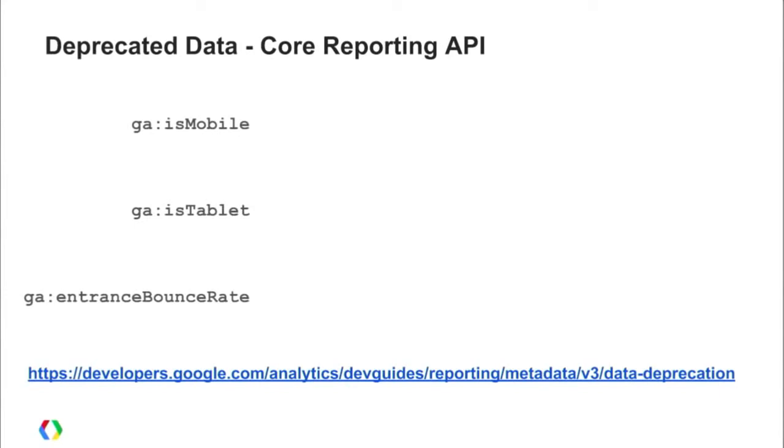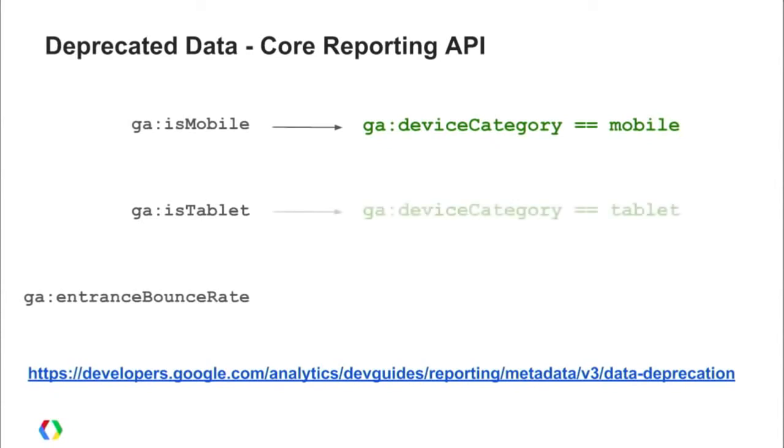So what's happened here is that we have a device category dimension, and so we've deprecated isMobile, and we've recommended that you use instead deviceCategory equals mobile. You can set that as part of a segment or a filter, right? It's the same thing for isTablet. Again, this is suggesting you should be using deviceCategory equals tablet to get exactly the same data. So those are the two main things for the mobile and tablet space.